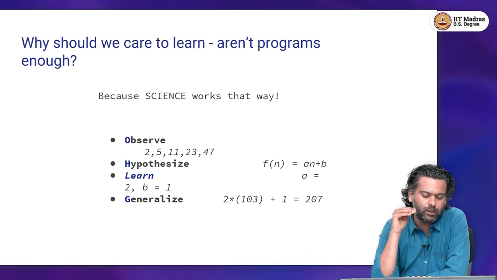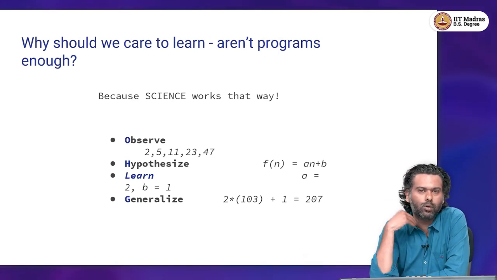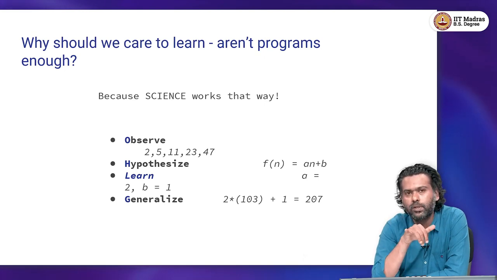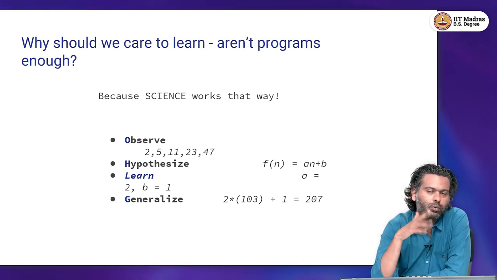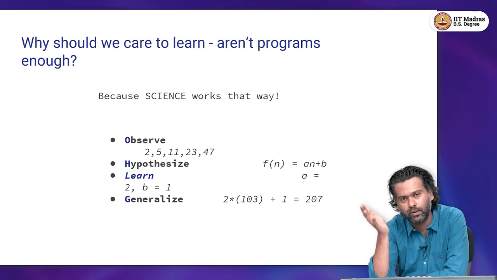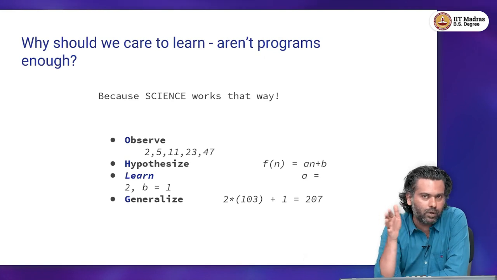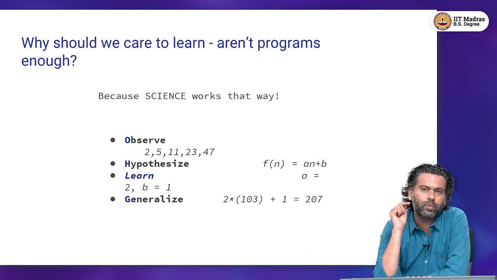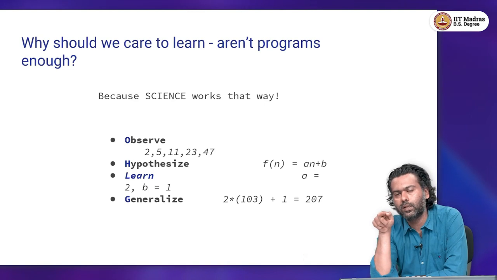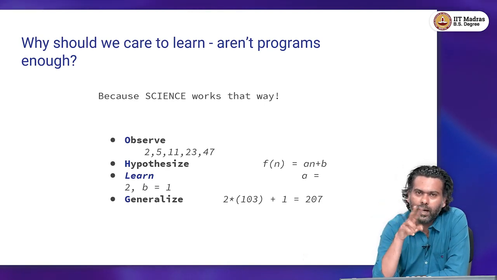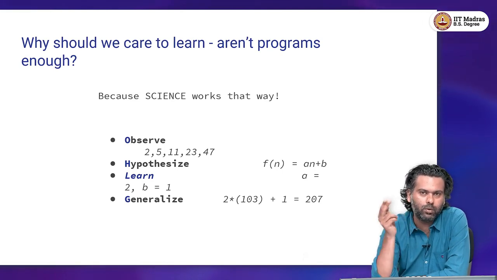The first step is you observe. I'm going to call it O for observe. You observe certain data. In this case, we observed that there are certain numbers, 2, 5, 11, 23, 47. That was the input that was given to me, a bunch of numbers. Now, I want to find out what the next number is. In other words, I want to find out the pattern that relates the first number to the next number, second number to the third number, any number to its next number.